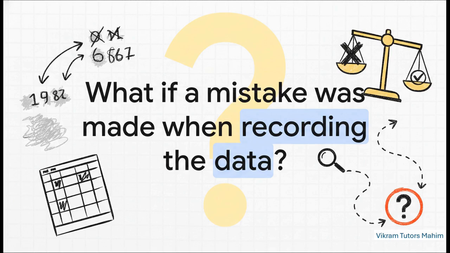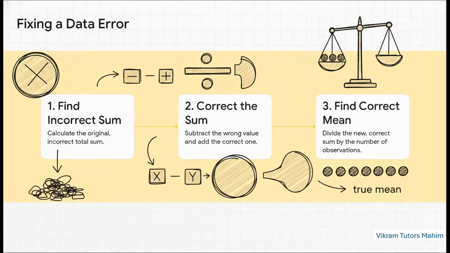Especially if you don't have the original list of numbers to start all over again. Well, there's a really slick 3-step method to fix this. It's like being a data detective. Step 1, you use the wrong mean to work backwards and figure out what the wrong total sum must have been.